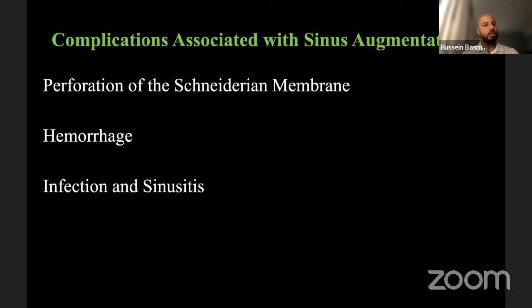The second complication that could happen with sinus augmentation is bleeding or hemorrhage. Why? Because if we look at the anatomy, there is an anastomosis between the infraorbital artery and the posterior superior alveolar artery that could be passing right where the window that you're going to be creating in that site. So if you are not aware of the anatomy there and you accidentally injure that blood vessel, you might have a lot of bleeding. And this you have to manage during the procedure.